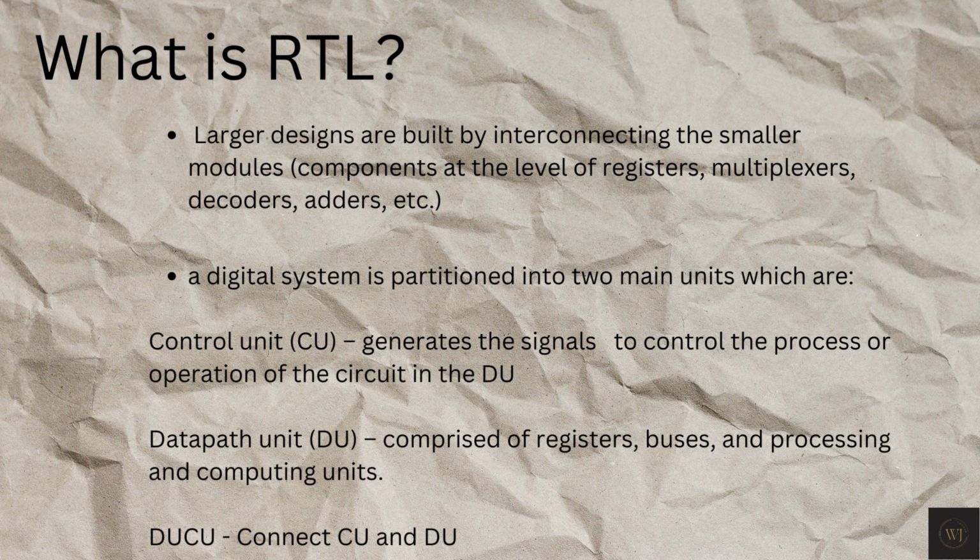In RTL design, a digital system is partitioned into two main units, which are: Control Unit, CU, is a circuit that generates the signals to control the process or operation of the circuit in the DU. Data Path Unit, DU, is comprised of registers, buses, and processing and computing units. DU-CU module is used to connect these two main units. That's all for the introduction of RTL. Let's move to solve the question.